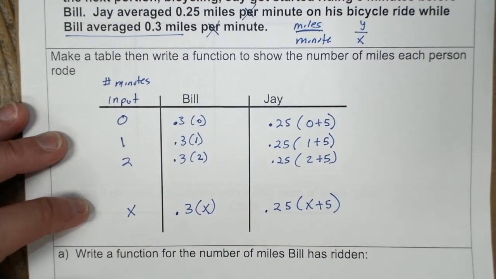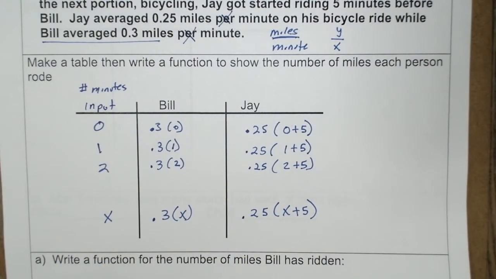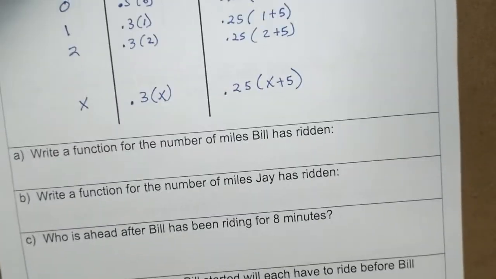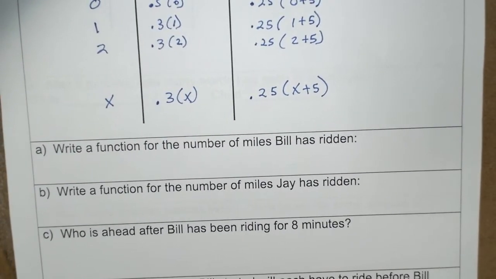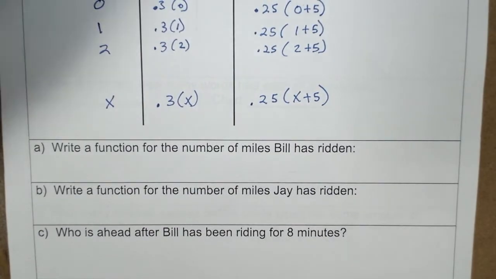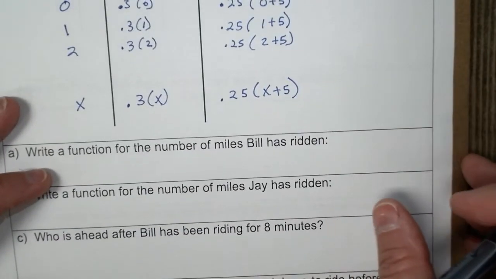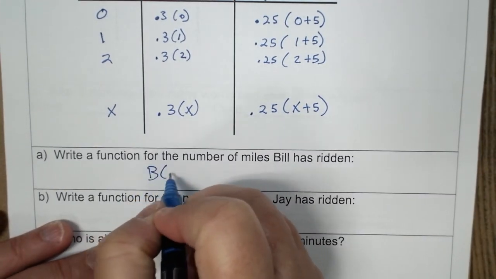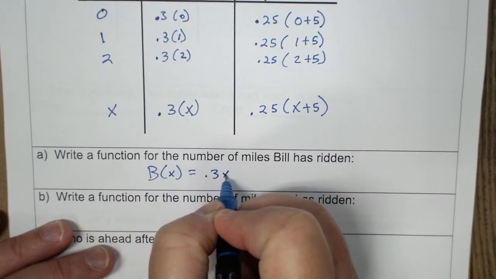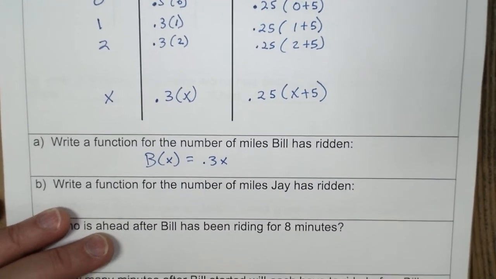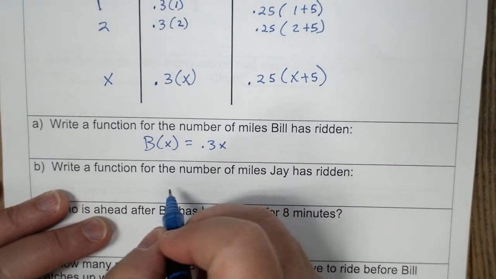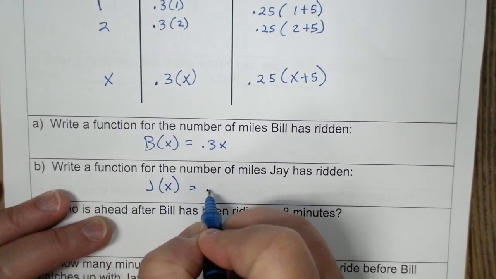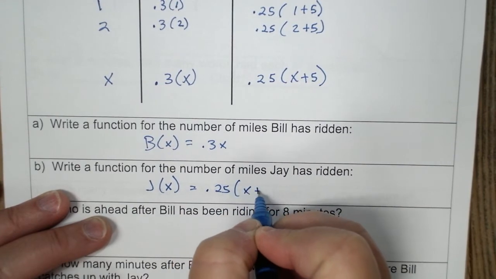So now it says write some functions. And remember that when we had g of x and f of x, this is where that's going to come in handy, because if we're talking about Bill, instead of saying y equals 0.3x, we're going to say Bill of x equals 0.3x, and write a function for the miles Jay has ridden, and it is J of x equals 0.25 times x plus 5.